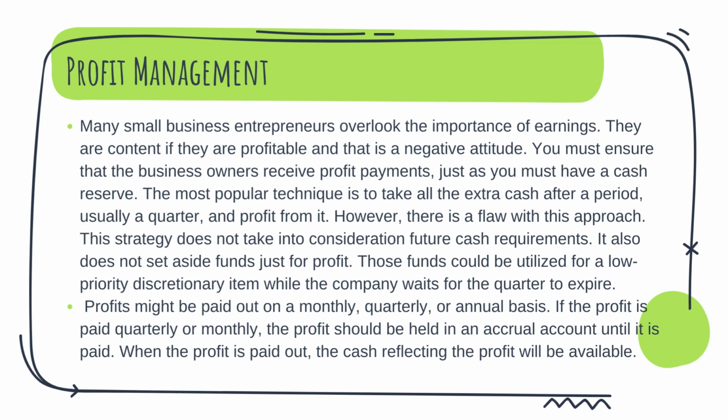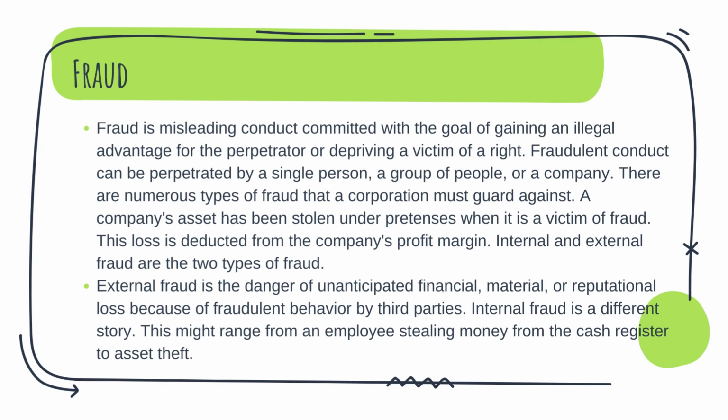This strategy does not take into consideration future cash requirements. It also does not set aside funds just for profit. Those funds could be utilized for a low-priority discretionary item while the company waits for the quarter to expire. Profits might be paid out on a monthly, quarterly, or annual basis. If the profit is paid quarterly or monthly, the profit should be held in an accrual account until it is paid. When the profit is paid out, the cash reflecting the profit will be available.